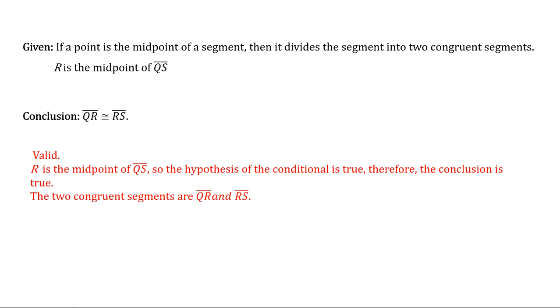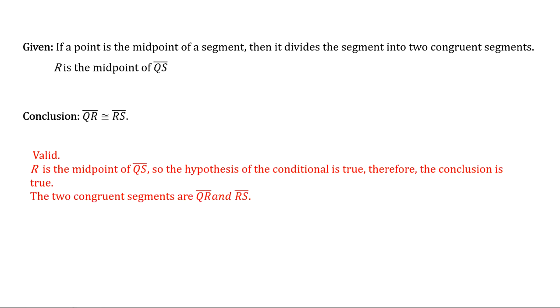Okay, this statement is valid. R is the midpoint of QS, so the hypothesis of the conditional is true. Therefore, the conclusion is going to be true. They've told us that R is the midpoint. To be a midpoint, it has to be between the two points on the same line. So then we know the two congruent segments are QR and RS. Make sense? Something we learned in the line segment section last chapter.